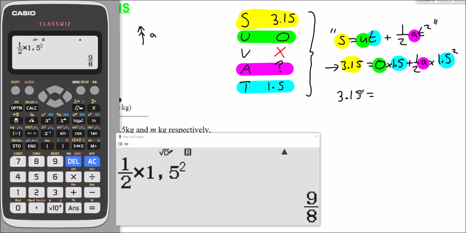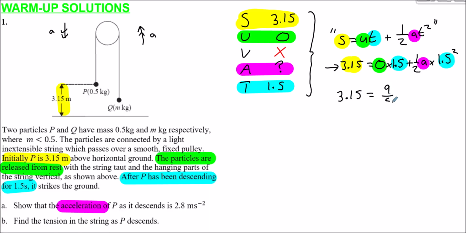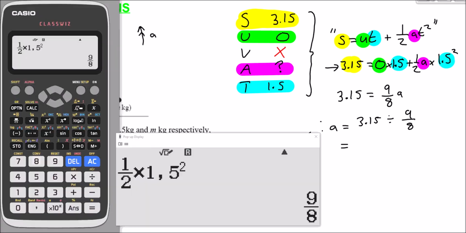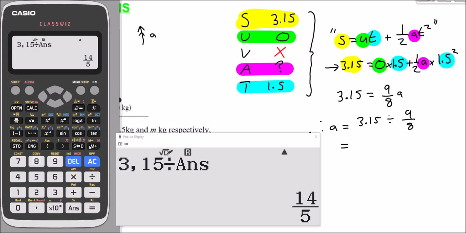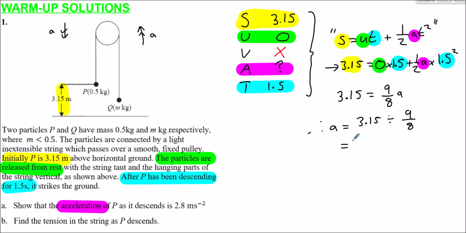So 3.15 equals 9/8 multiplied by a. Therefore, the acceleration is going to be 3.15 divided by 9/8, or multiplied by 8/9, whichever you prefer. So let's just work this out now. 3.15 divided by 9/8 gives me indeed 2.8 meters per second squared, which is exactly what we were wanting to prove.